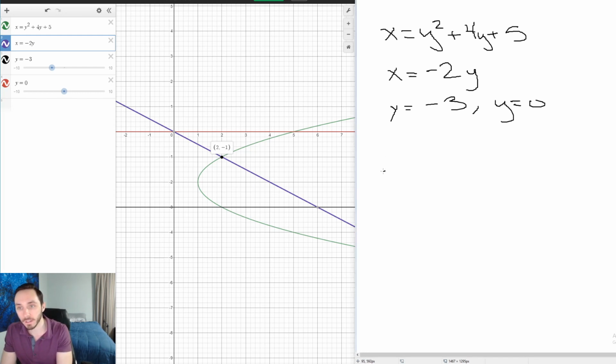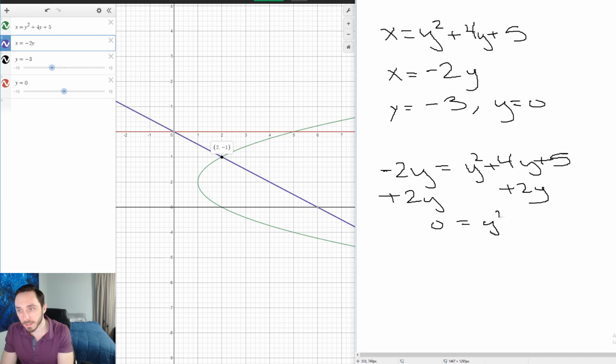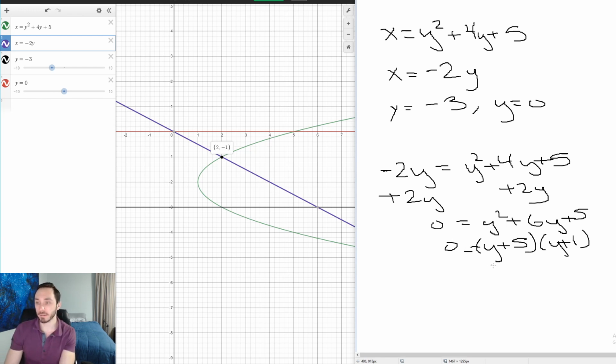I got negative 2y is equal to y squared plus 4y plus 5. Adding that 2y on over, I get 0 is equal to y squared plus 6y plus 5. You can integrate this. You get y plus, or integrate. I'm doing way too much calculus today. Factor. You end up getting y plus 5 times y plus 1. Is that good? Yeah, it's good. So you get two solutions from this. y is equal to negative 5 and y is equal to negative 1. And we have to think about which one's more important.